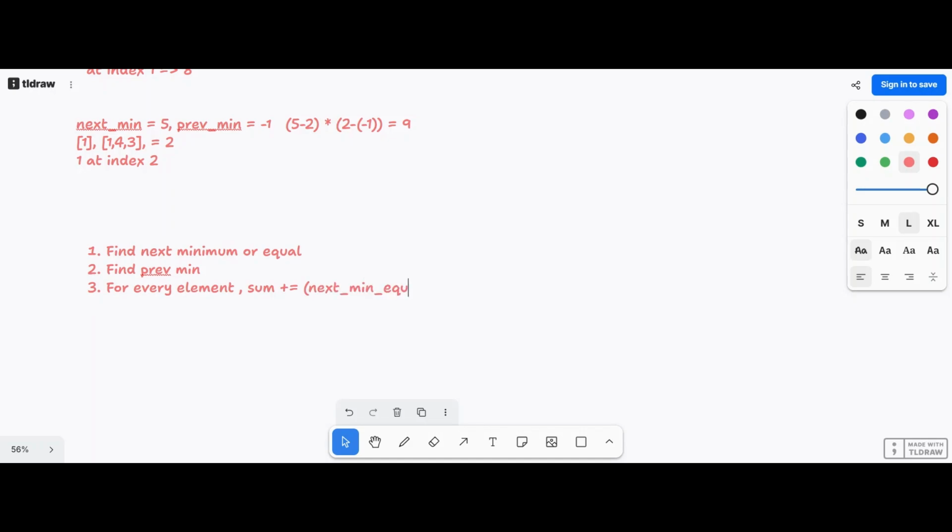Next minimum equal of I minus I, into, we have to multiply by 1 ll, and then I minus previous minimum of I. This is the number of times, into our value, this is the sum, and this whole thing we have to do modulo m, which is given.